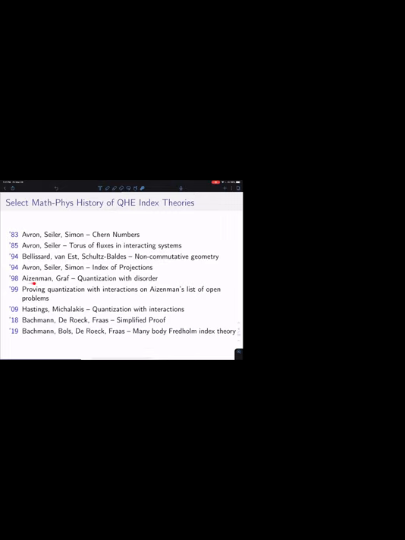And then the actual proof using this framework of quantization with disorder, so proving that there are really plateaus, is by Aizenman and Graf from 98. Okay, and that was sort of the end of the history for the quantum Hall effect, again mathematical physics without interactions. And the following year, Michael Aizenman made a list of open problems in mathematical physics and included the open problem of adding interactions to quantum Hall effect. And this was then proved 10 years later by Hastings and Michalakis.